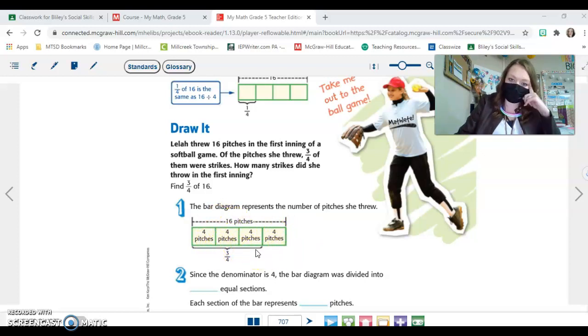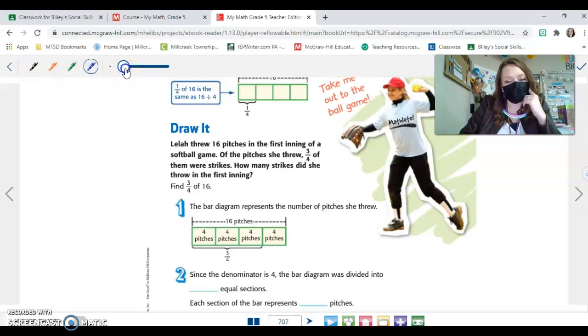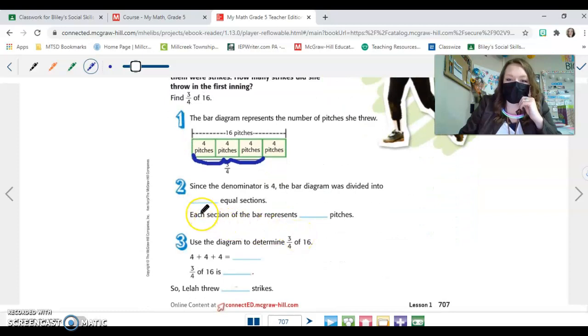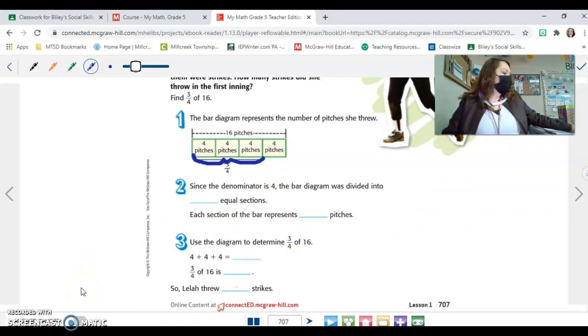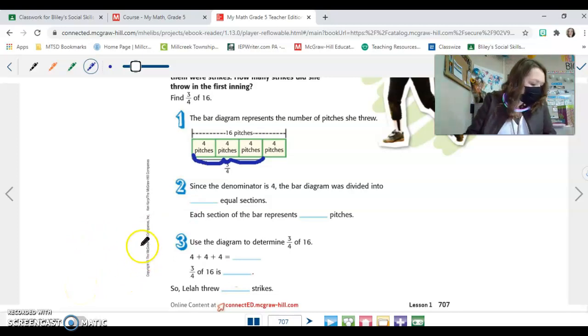Then in our brain, we're going to think, what is 16 divided by 4 sections? It's going to be 4, right? Because 4 times 4 is 16. So each section of this bar diagram is 4 pitches. Then we have to find 3/4. So as you can see, we're then going to count or add what 3/4 of this would be. So 4 plus 4 is 8, and 8 plus 4 is 12. So we can determine that she threw 12 strikes. How amazing is that?